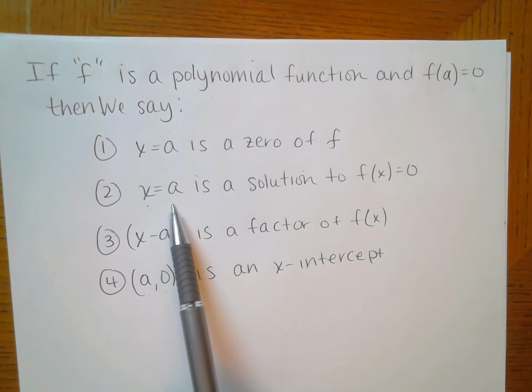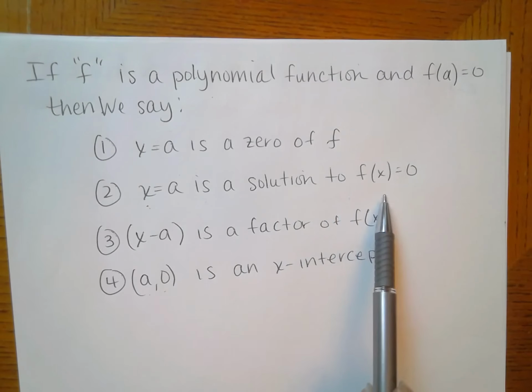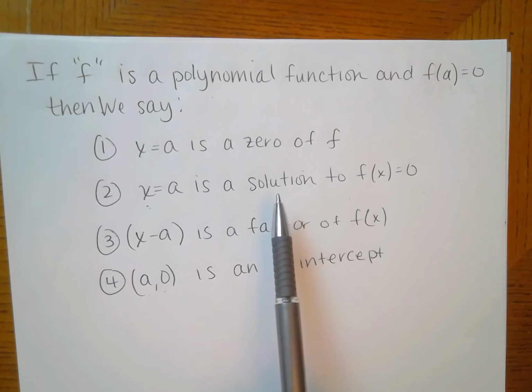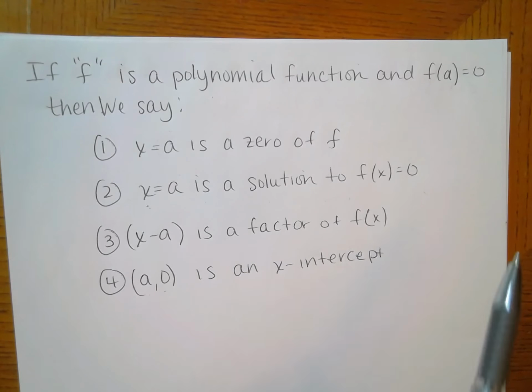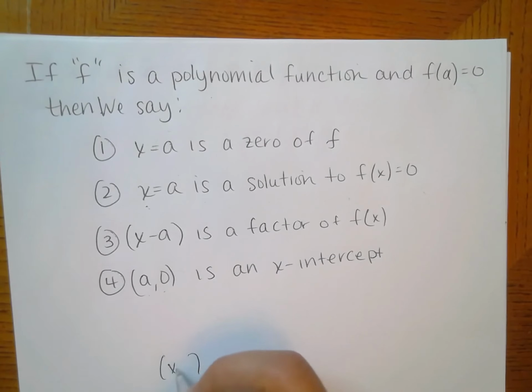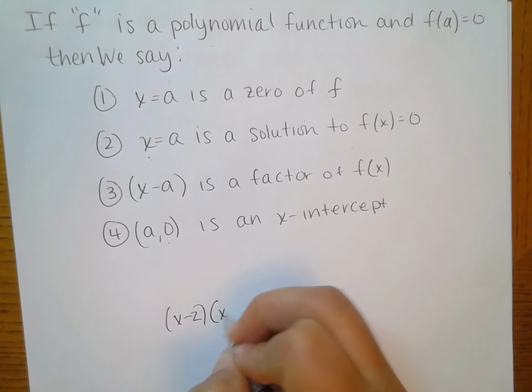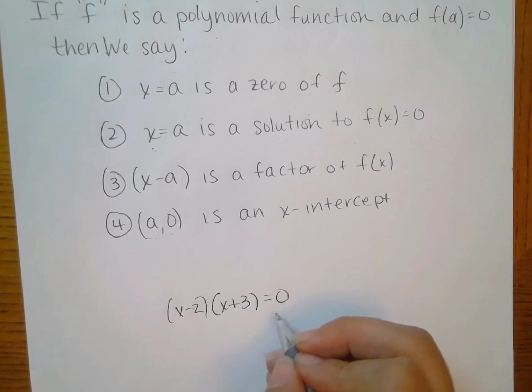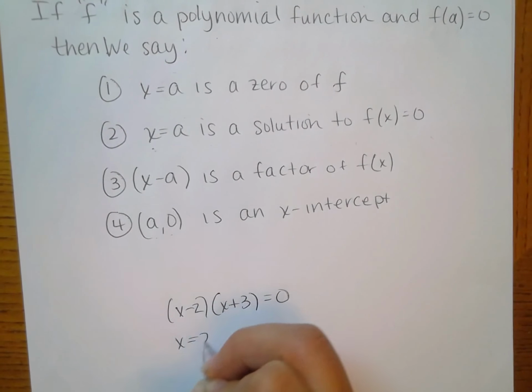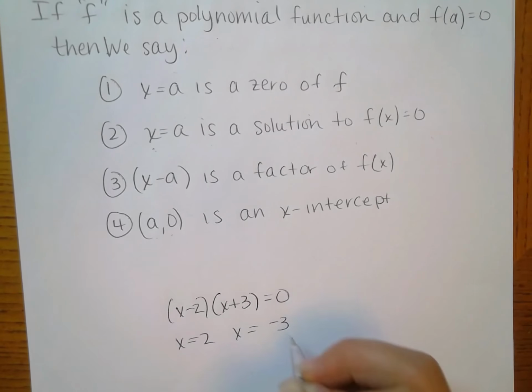It also means that x equals a is a solution to f of x equals 0. And if we work backwards, it means that x minus a is a factor of f. So when we're factoring quadratics, we get something that looks like x minus 2 times x plus 3 equal to 0. Well, solutions would be x equals 2 and x equals negative 3. These both give me 0 when I plug them in.